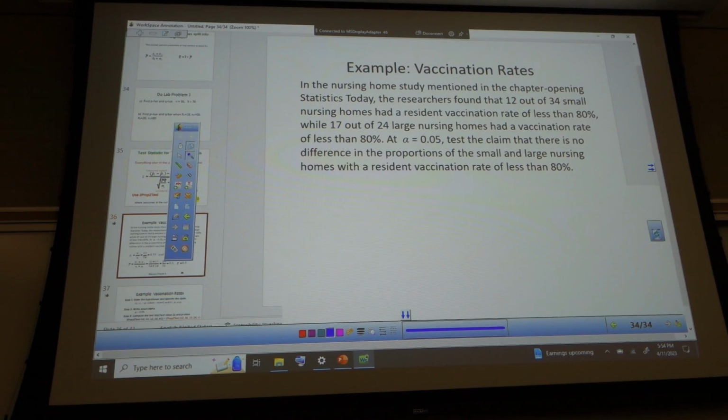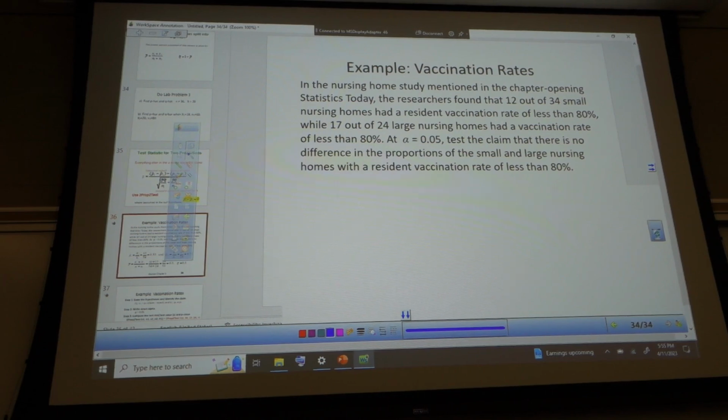So let's get a reader. Jason, go ahead and read. In the nursing home study mentioned in the chapter opening Statistics Today, the researchers found that 12 out of 34 small nursing homes had a resident vaccination rate of less than 80%, while 17 out of 24 large nursing homes had a vaccination rate of less than 80%. At alpha 0.05, test the claim that there is no difference in proportions of the small and large nursing homes with a resident vaccination rate of less than 80%.